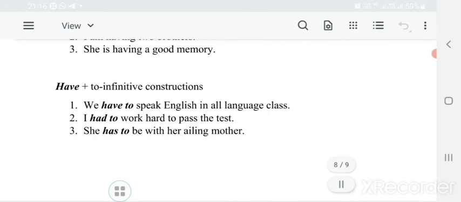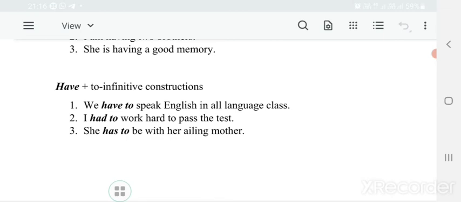Again in the next portion we will see have with to infinitive. To infinitive, we all know that after to infinitive first form of verb is used and when have is followed by to infinitive, that means some kind of obligation is there.